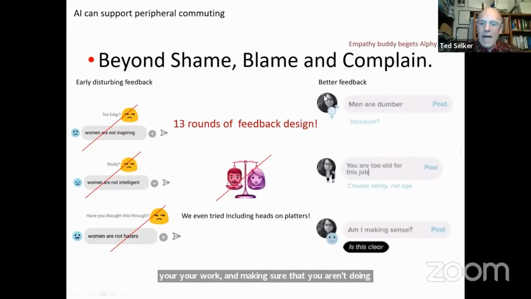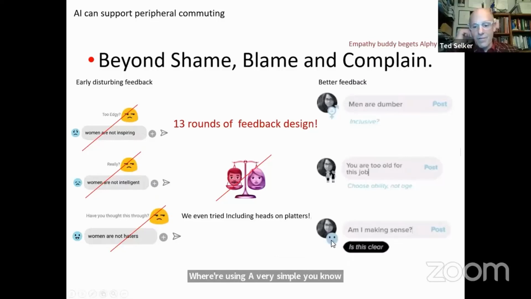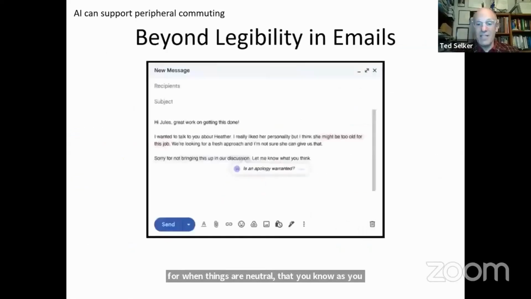So now we're using this inclusive men and women image for sexism. We're using an old and a young woman holding hands for ageism. We're using a very simple image for when things are neutral. That, as you can imagine, makes it a lot easier to look at these things.